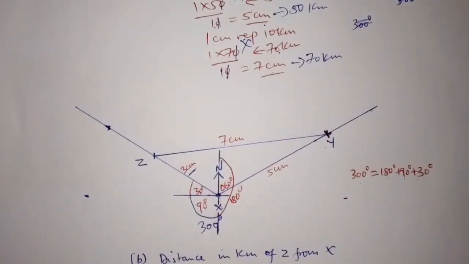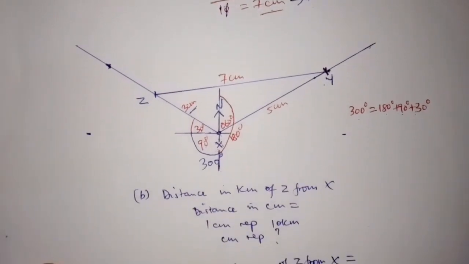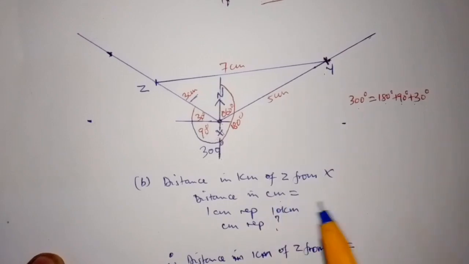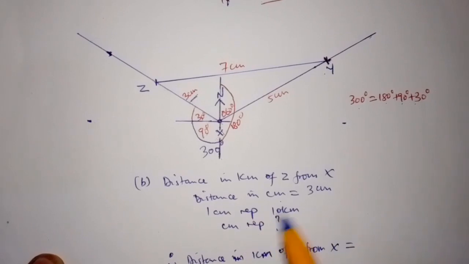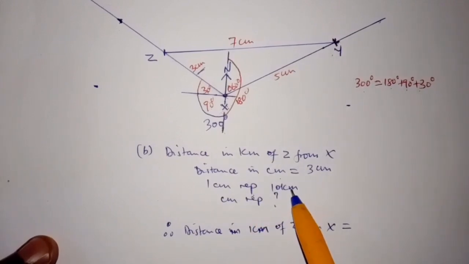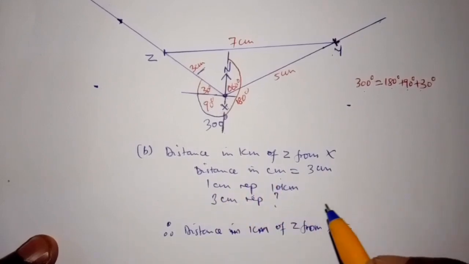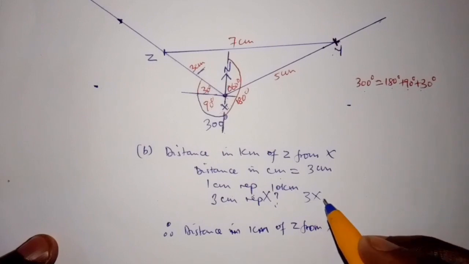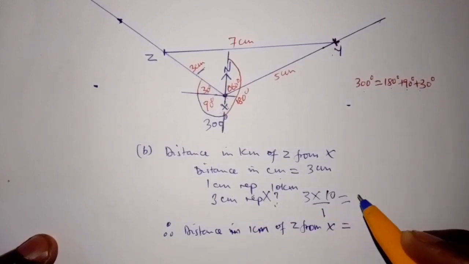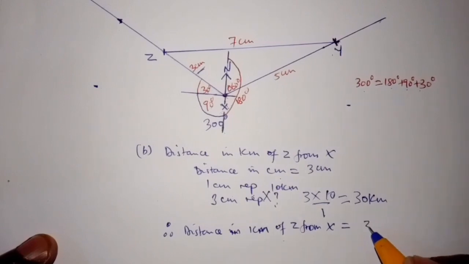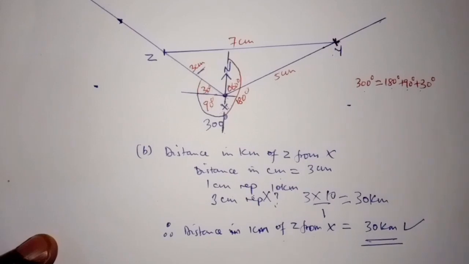Then now we want to get that in kilometers. So the distance in kilometers of z from x, the distance in centimeters we have found to be 3 centimeters. 1 centimeter represents 10 kilometers. What about 3 centimeters? It will represent how many kilometers? So we cross multiply 3 times 10 over 1, which gives us 30 kilometers. So the distance of z from x will be 30 kilometers.